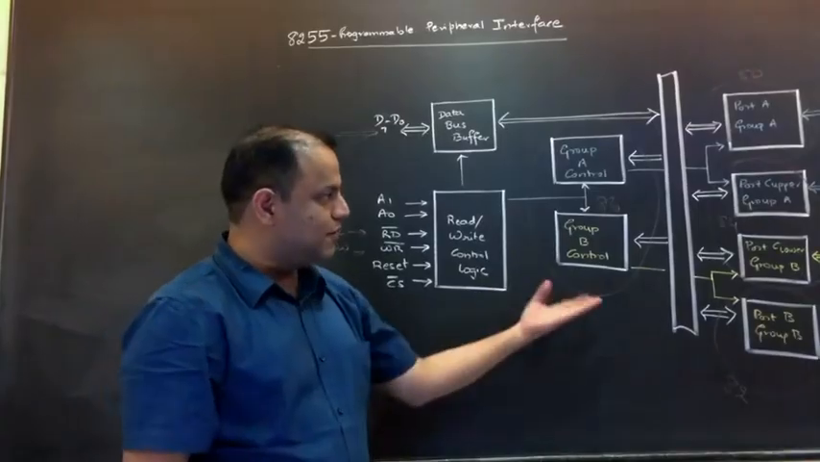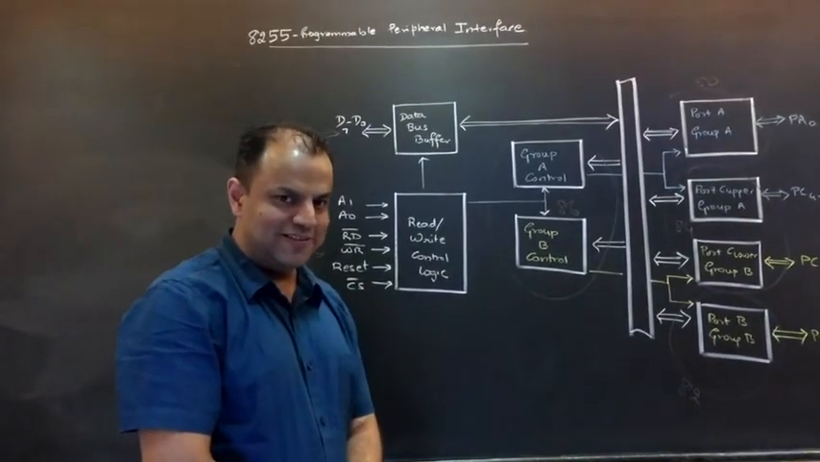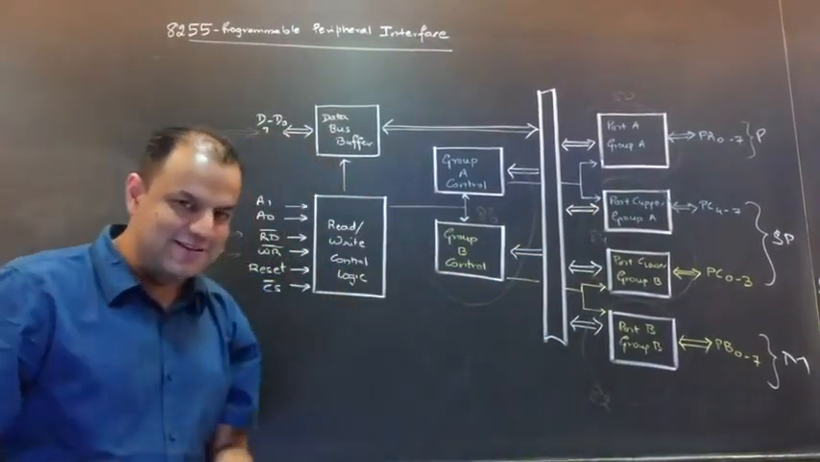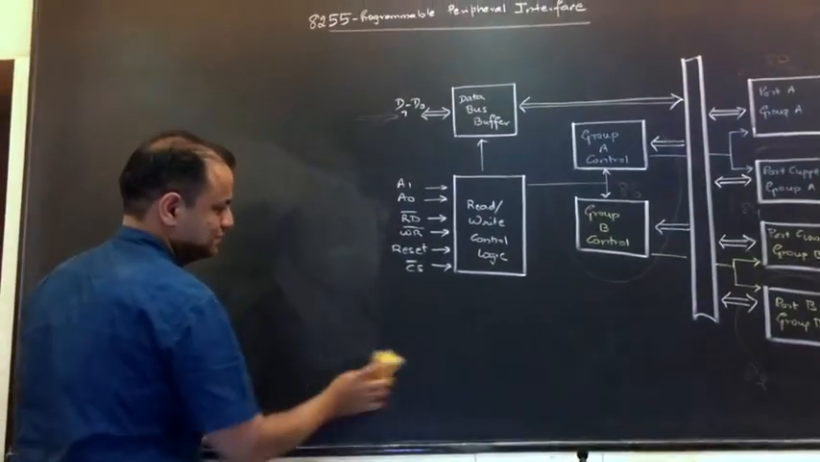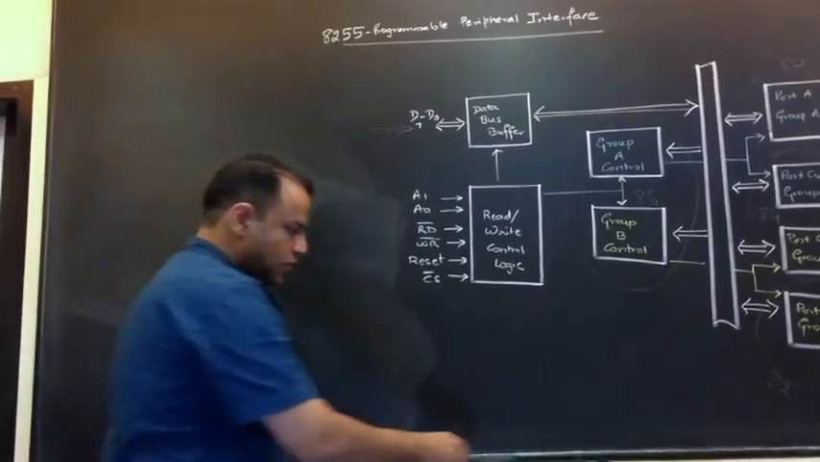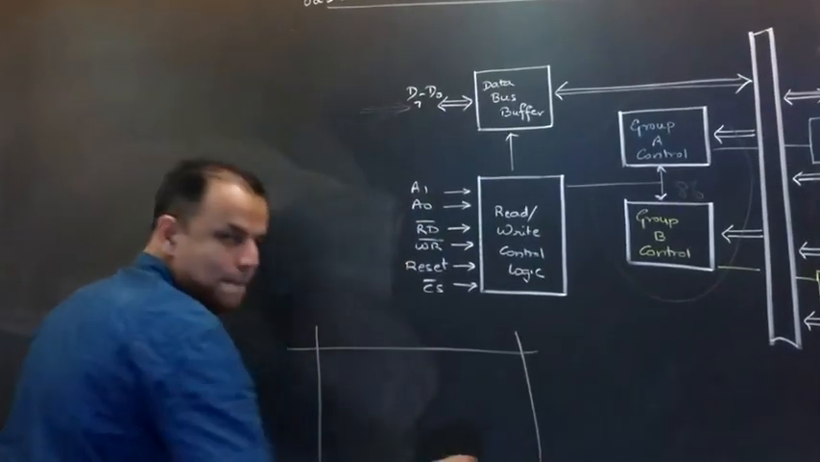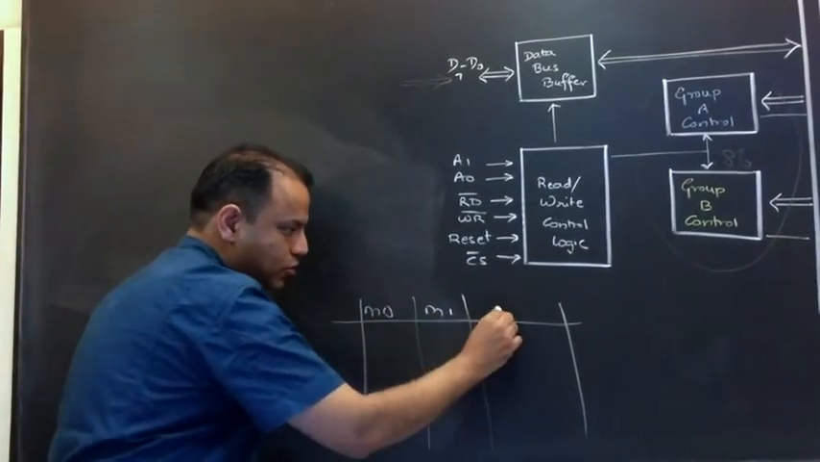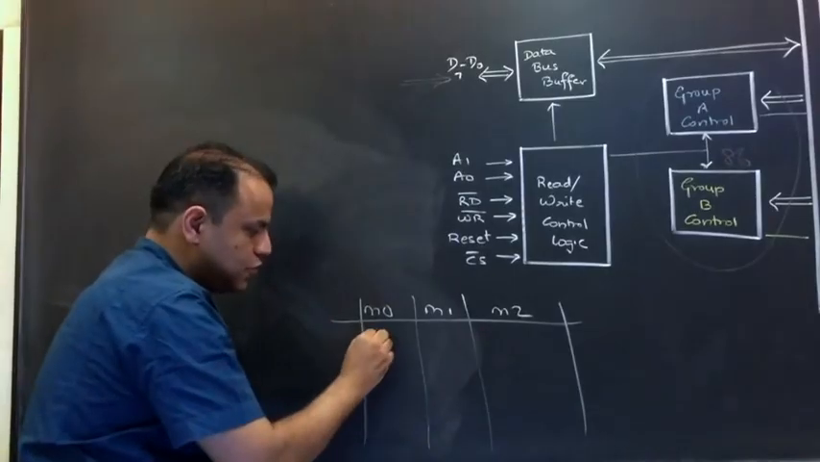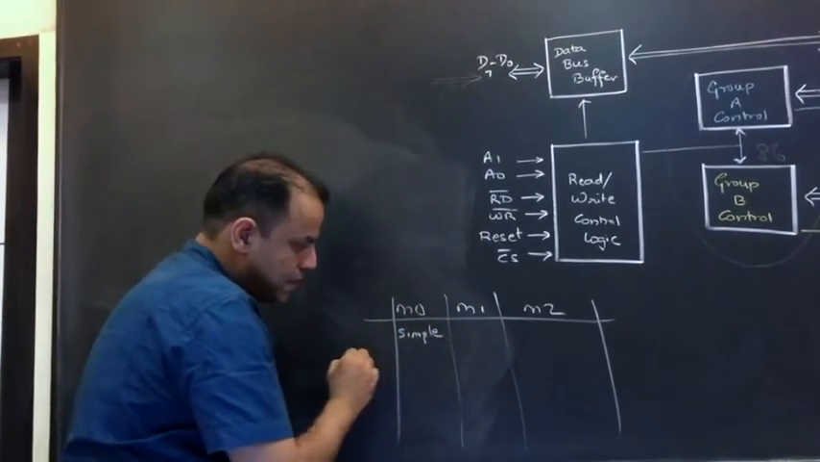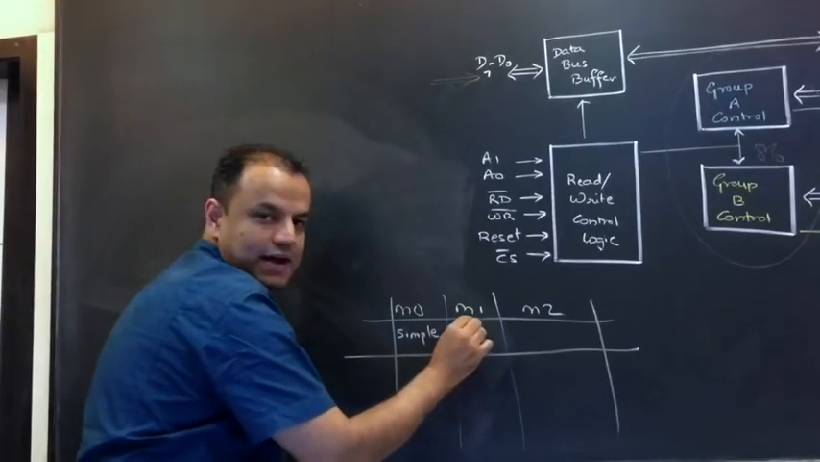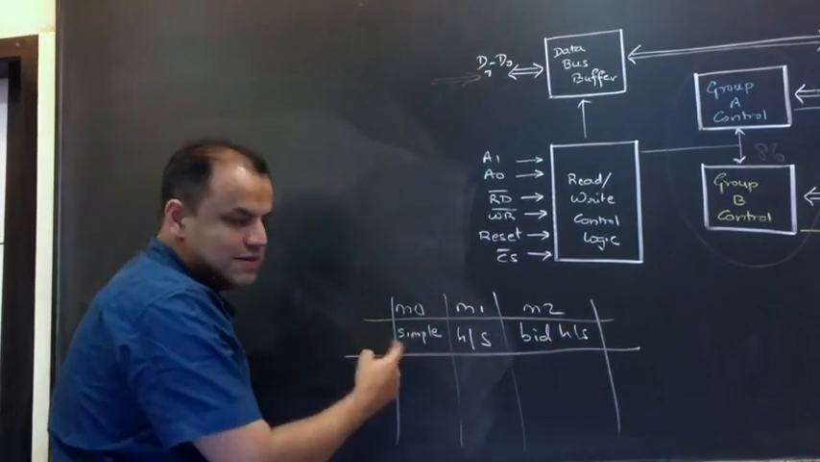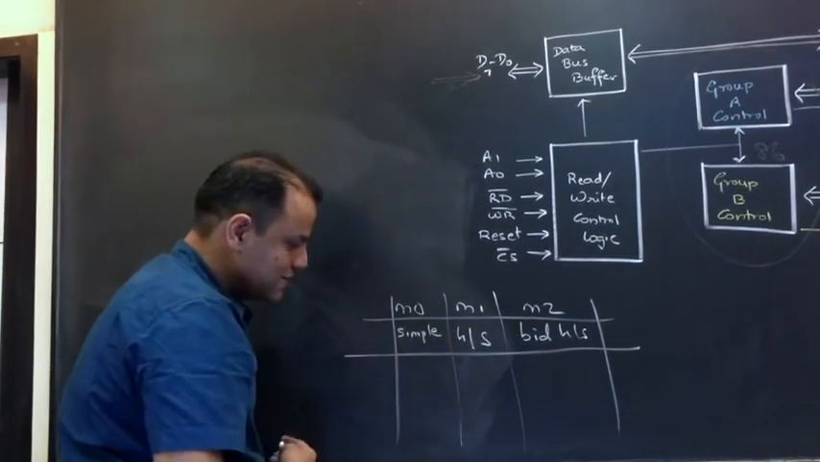Now the only thing left to be understood in this architecture, which I'm sure is still lingering in your mind somewhere: why is port C divided into 2 parts? You'll get the answer right now. Look here. 8255 operates in 3 different modes. There are 3 different modes of operation: Mode 0, Mode 1, Mode 2. They have names also. Mode 0 is called Simple IO. Mode 1 is called Handshake IO. Mode 2 is called Bidirectional Handshake IO. I repeat the names: Simple IO, Handshake IO, Bidirectional Handshake.